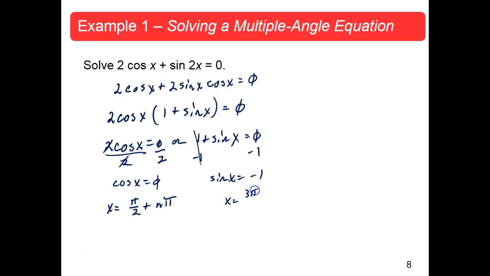Three halves pi, plus, now this time it'll be 2n pi, right? Because that only happens once a term. But guess what? These are your half pi's that are covered here too. That's only every other one of them. This is every one of them. So you really don't need this. This covers them all.